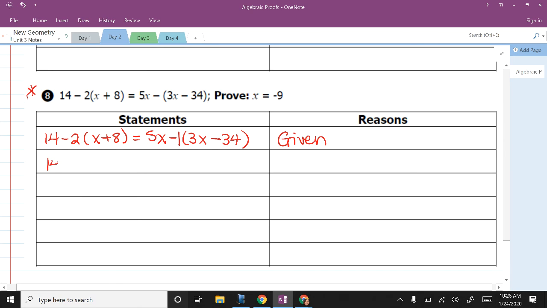So I'm going to have 14 minus 2x minus 16 equals 5x minus 3x plus 34, because a negative times a negative is a positive. And y'all make sure I did that correctly. And what property did we just use? Distributive property.